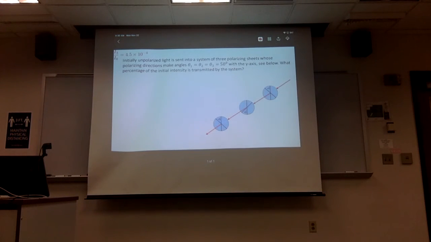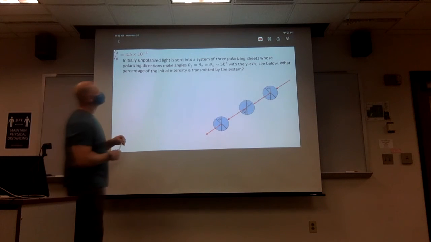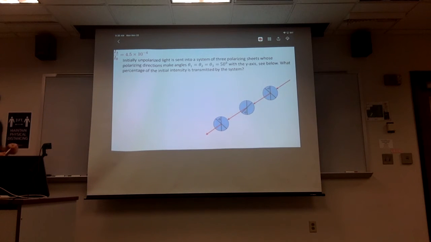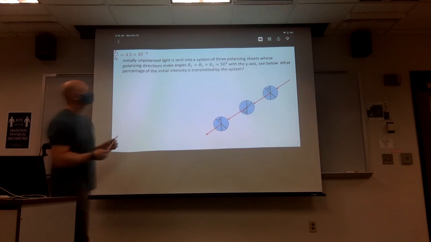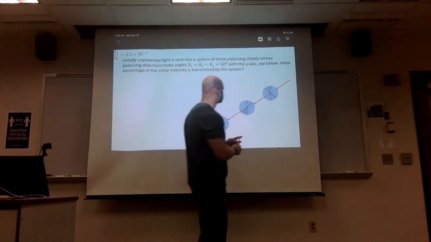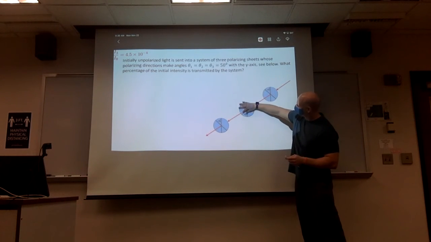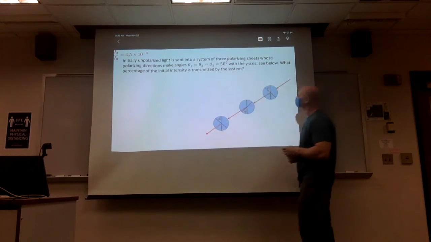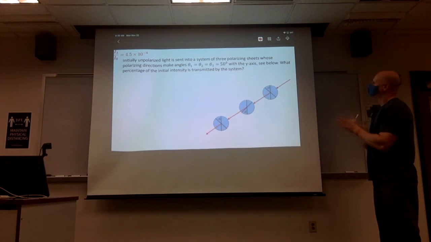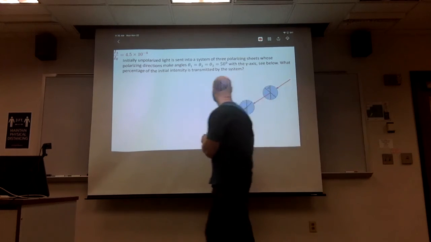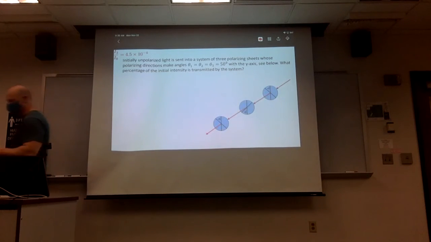So this says that we have initially unpolarized light sent into a system of three polarizing sheets whose polarization directions make angles theta 1 equals theta 2 equals theta 3, which equals 50 degrees. So that means this angle here is 50 degrees, this angle here is 50 degrees, and this angle here is also 50 degrees, all with the y-axis. So what then is the percent of the initial intensity transmitted by the system?